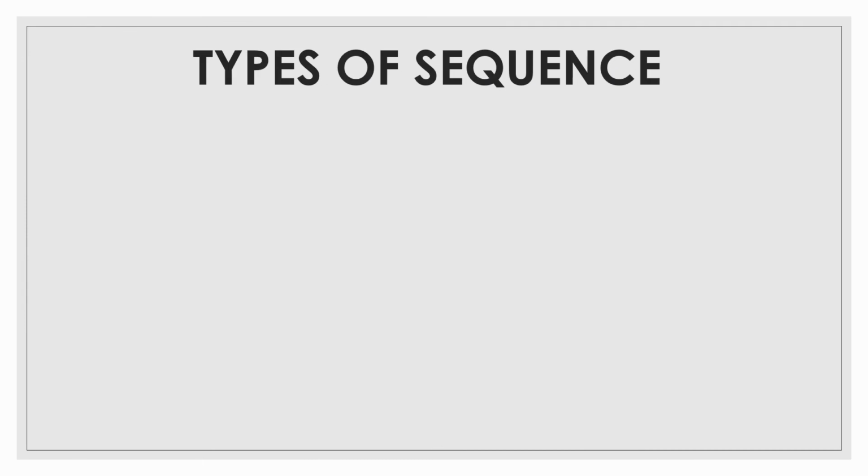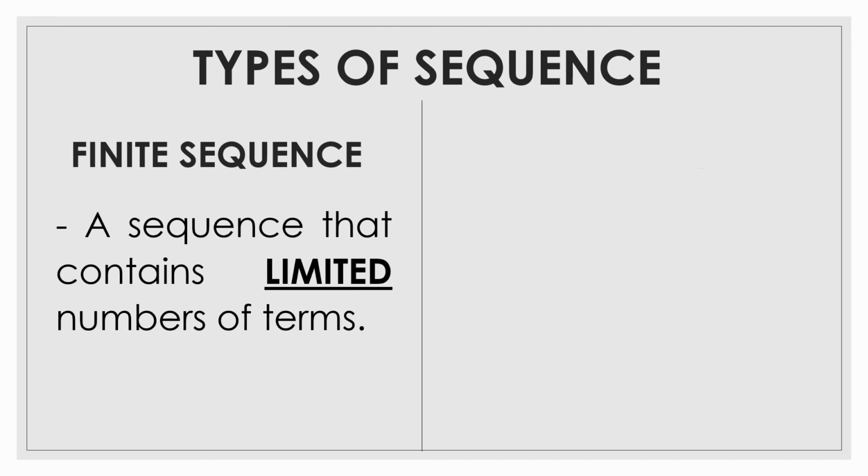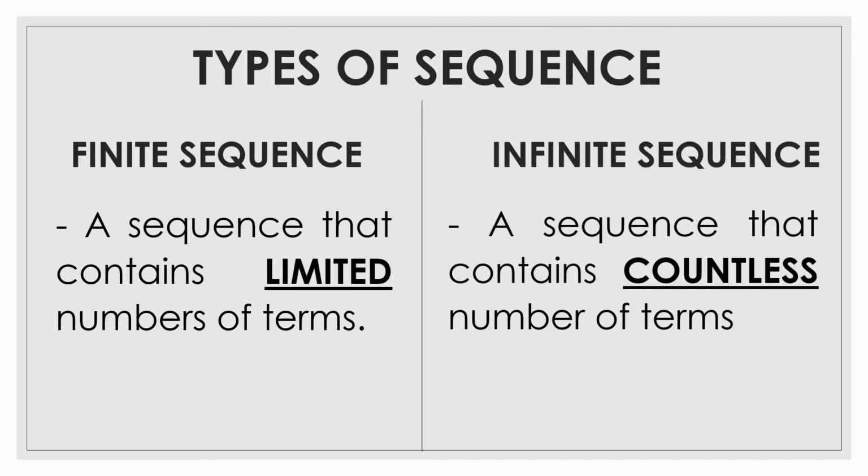Now, let me give a fast recap of the types of sequences. Again, it is divided into 2, finite sequence and infinite sequence. So, finite sequence meaning limited lang yung number of terms. Alam mo kung ilan yung number of terms, my first and my last term. Infinite sequence, countless, infinite number of terms.